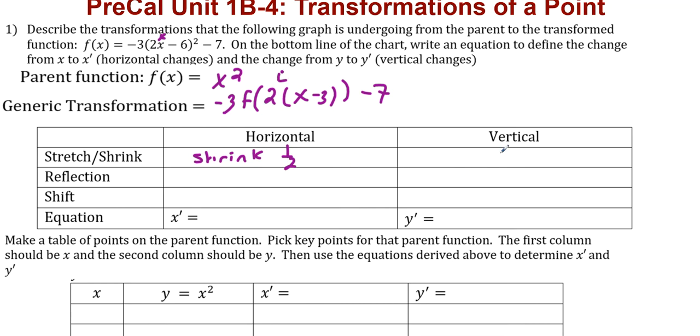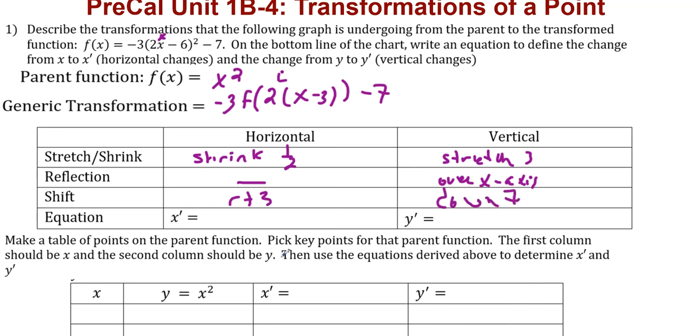Okay. We also have a vertical stretch of 3. So we're going to stretch 3. And we're not going to reflect across the horizontal, we're reflecting across the x-axis, because of the negative in front of the 3. Okay? And then we're going to shift. We're going to shift right 3 and down 7. So we're going to have right 3 and down 7. And these tables help out a bit.